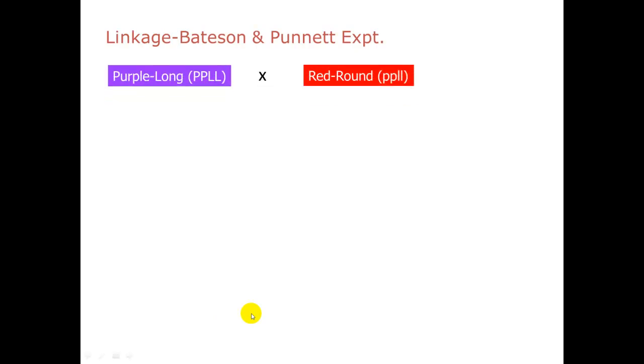So first of all, have a look at the Bateson and Punnett experiment. As I told you, Bateson and Punnett were repeating the experiment of Mendel, and for a change they had taken sweet pea instead of garden pea. So they took two characters, one the long pollen shape and the other flower color being purple. Long was dominant over round and purple was dominant over red. So when the two plants were crossed, in the F1 generation we got purple long as per the Mendelian concept, because the law of dominance is operating.